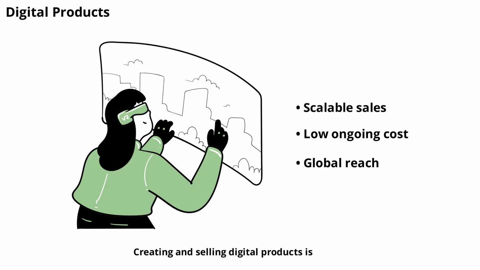Creating and selling digital products is a modern way to build passive income. Examples include ebooks, online courses, printables, or software. Once you create the product, you can sell it repeatedly with little additional effort. Platforms like Amazon, Udemy, or your own website make it easy to reach a global audience. The key is to solve a real problem or provide value so your product continues to sell over time.